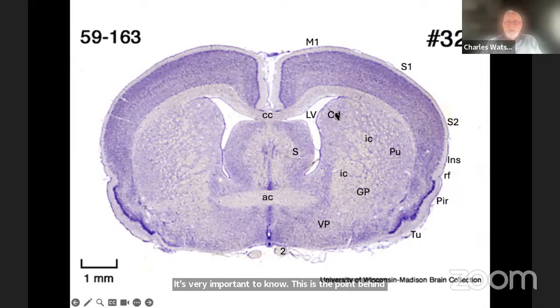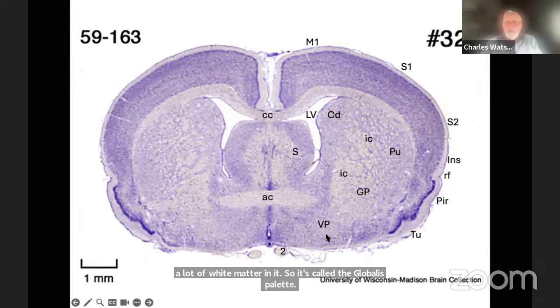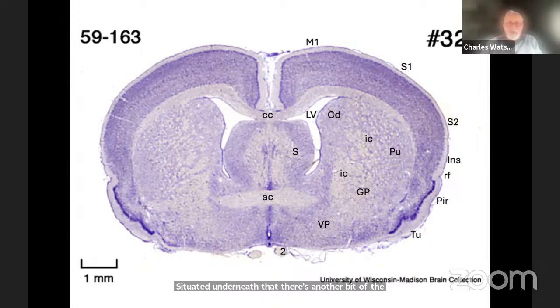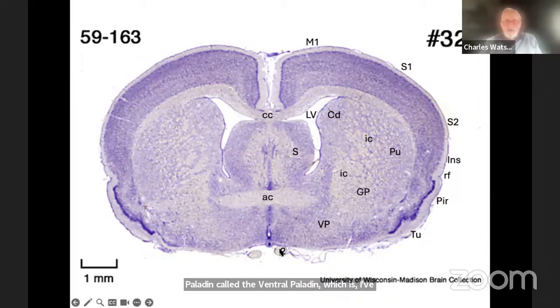But here we can see the caudate and the putamen and the internal capsule still between them. And a new thing has appeared. Underneath the putamen is an area which has a lot of white matter in it, so it's called the globus pallidus, situated just underneath that. There's another bit of the pallidum called the ventral pallidum, which I've located just down there. Interestingly enough, at the very bottom, the second cranial nerve, the optic nerve, has appeared. It should actually be labeled 2 with a small n, but it's a mislabel just here, unfortunately. My fault. And we'll go into the next, of course.